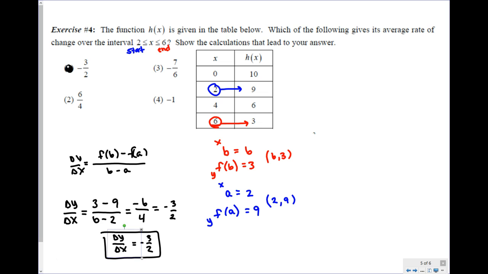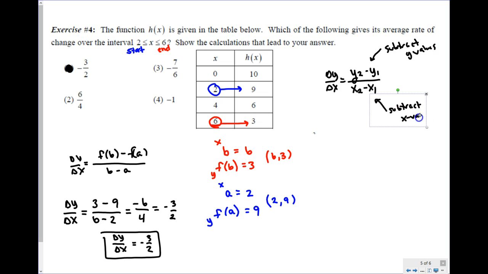Another way to think about this is you can also think about it as your y2. You might have seen it like this formula. Your change in y over change in x could be like this, where you're basically subtracting your y's and then subtracting your x values, which is what we did here. Your x values were 6 and 2, so I subtracted 6 and 2 here. Your y values were 3 and 9, so I subtracted my y values 3 and 9 here. Okay?